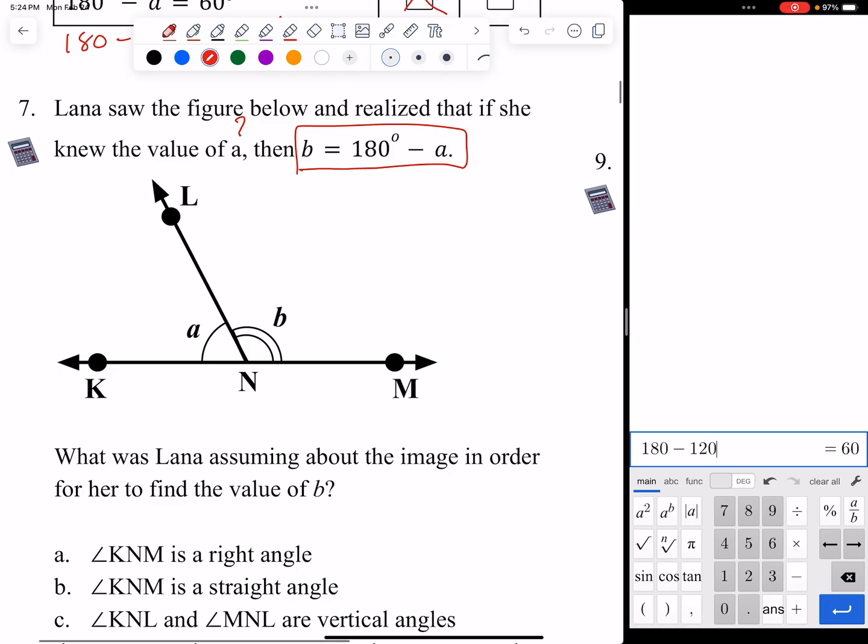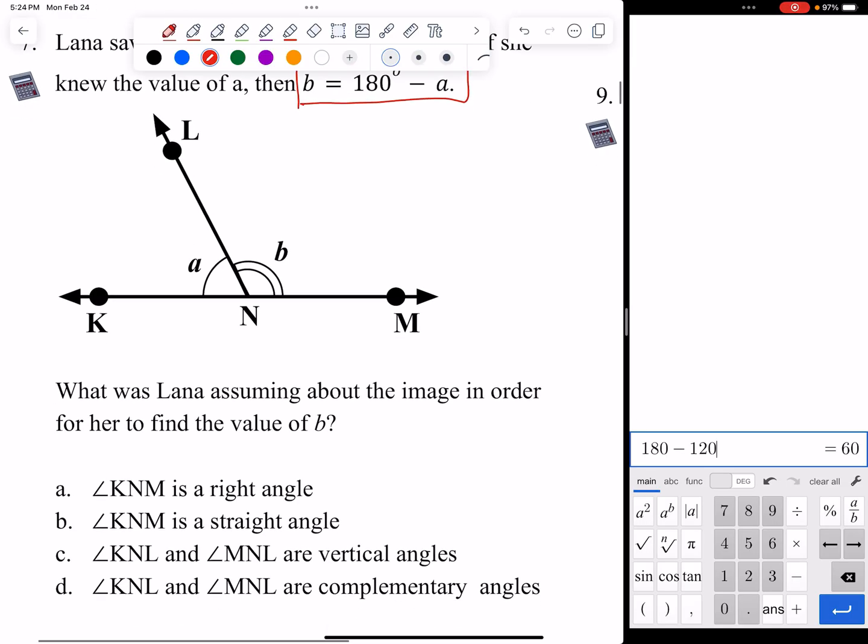Wow, that's very wordy, right? And this stinks because I'm like, I need more numbers. Why aren't you giving me numbers? This stinks, okay? All right, so let's read the answers and see if they make sense. KNM is a right angle. KNM, again, is a straight angle. KNL, MNL, so it looks like a lot of these repeat.